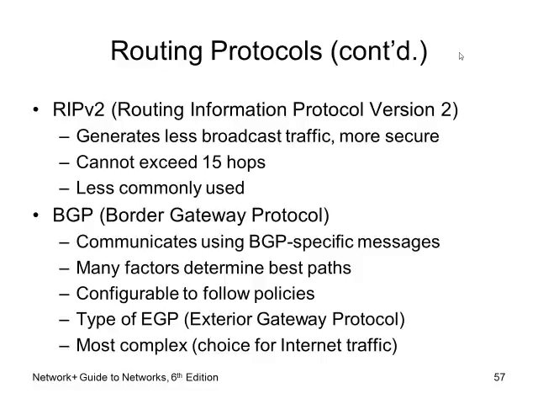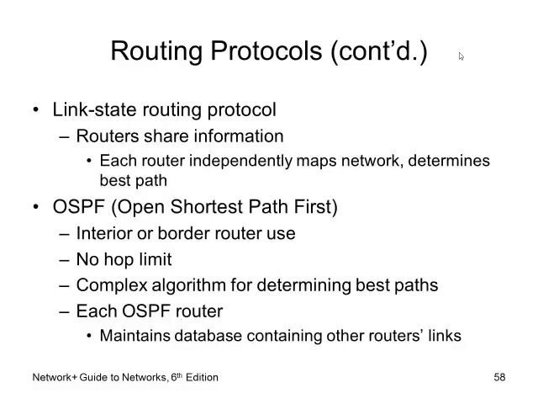All right, BGP, Border Gateway Protocol, uses different types of messages. It doesn't broadcast as much as this one. More complex, or they say the most complex. Here's the one I like. Link state. It says each router independently maps and determines the best way to get there. And instead of telling all the other routers everything that you know, you only tell them the stuff that's changed. So it makes sense. Then OSPF, Open Shortest Path First. No hop limit. It's a complex algorithm, and again, it determines how to get there, but not based on just hops.